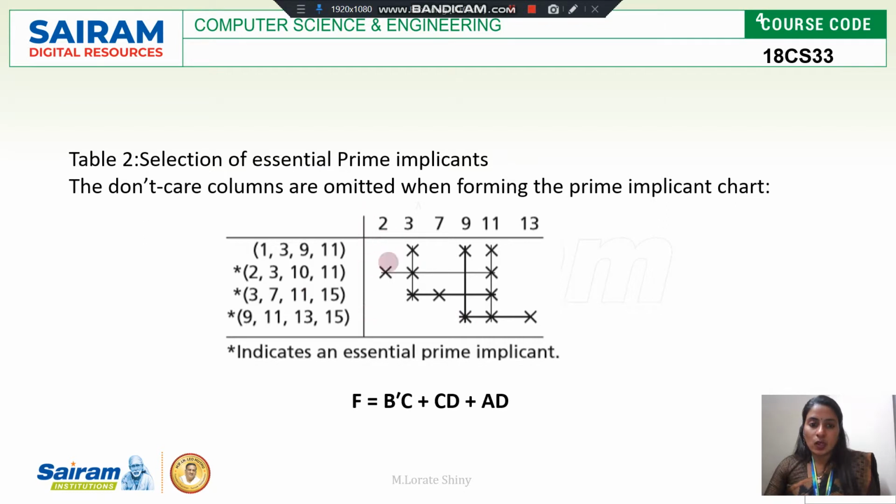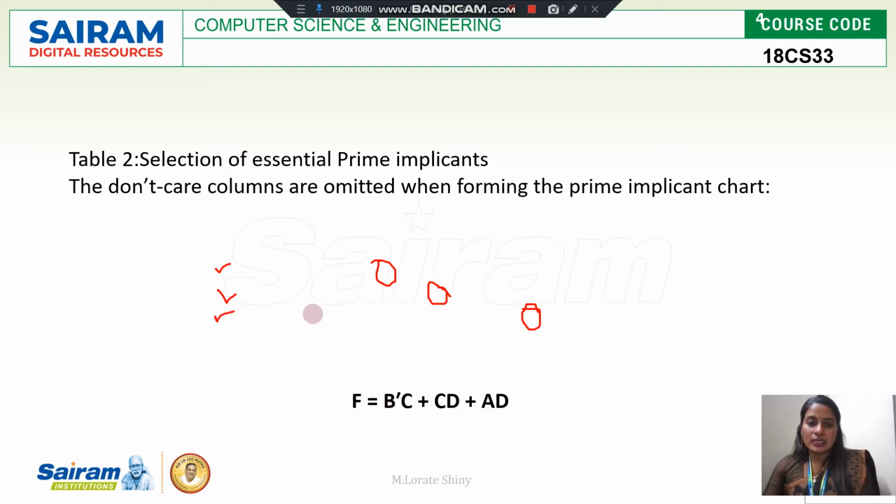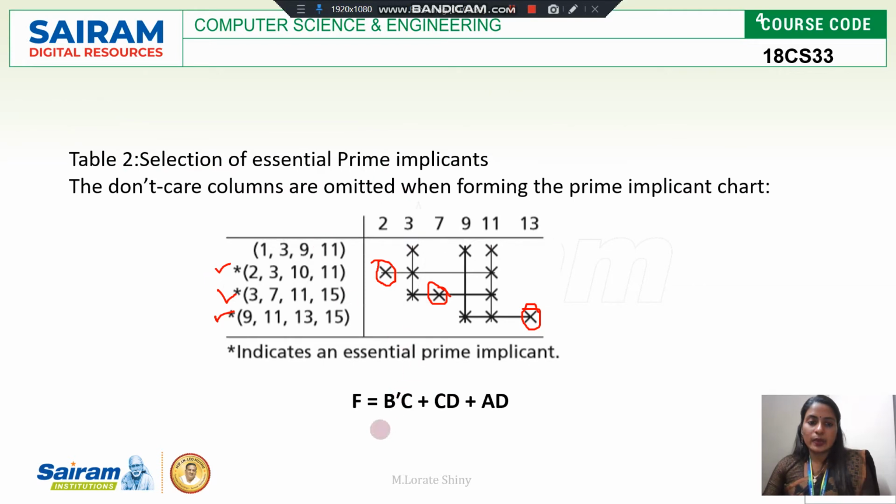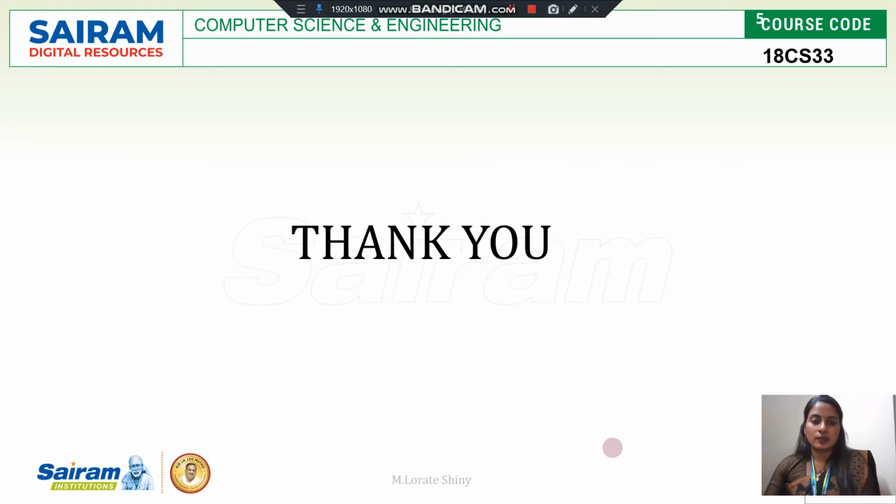Now you check column wise in which column you have a single tick. So this is single, this is single, this is single. So these are the essential prime implicants. Okay, B bar C plus CD plus AD. This is the solution for this problem, B bar C plus CD plus AD. Okay, thank you.